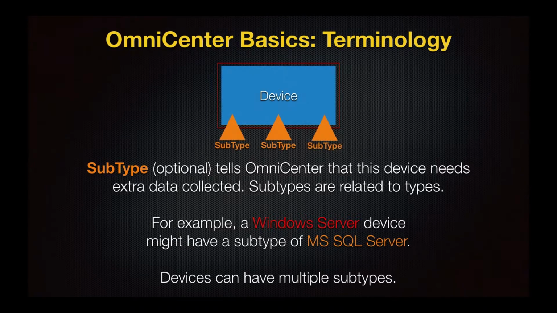Devices can have multiple subtypes associated with them as well. So, if it's a router and it's running OSPF and BGP, you could be running both of those subtypes on the same device. They're basically applications to get extra data from.